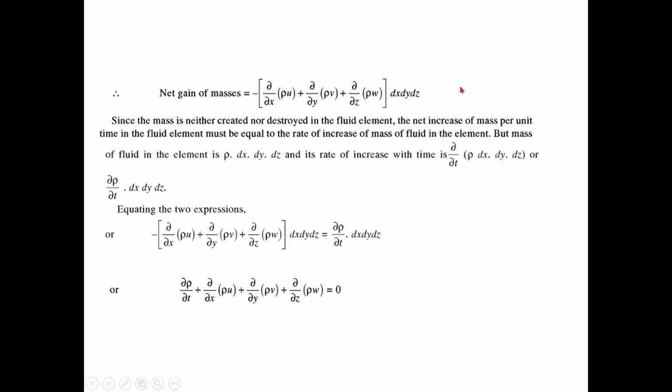Here you write the net gain of masses as the first equation, number 1, and the rate of increase with time, ∂ρ/∂t, as the second. Then equating the two expressions, 1 and 2, you write this. Finally you'll get this equation. Still, one more term is there.